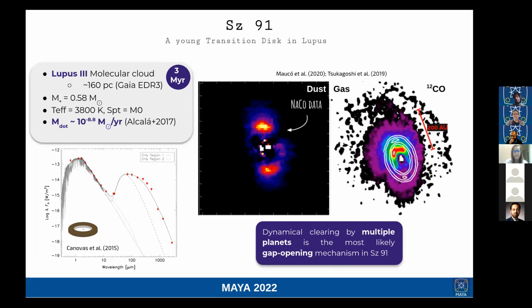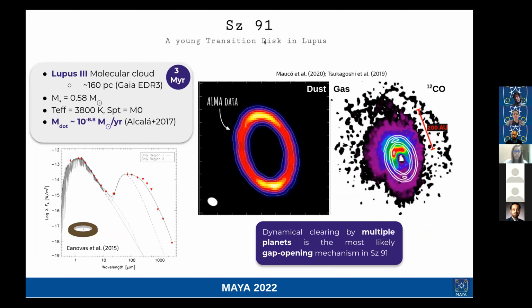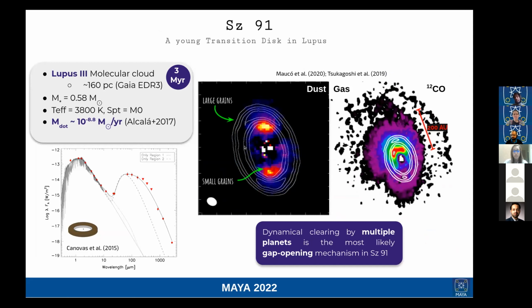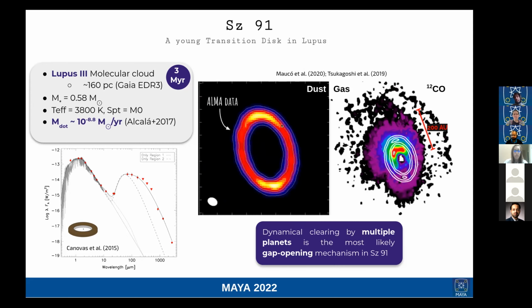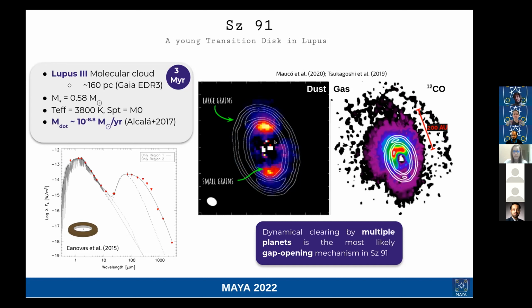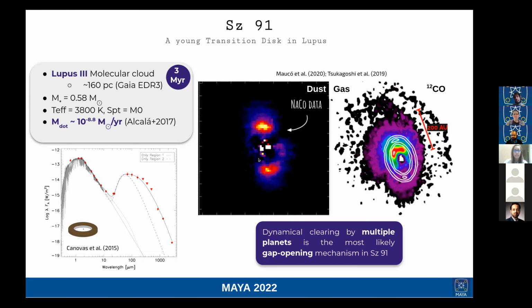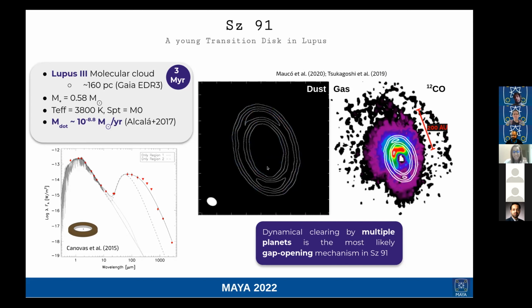So in that sense, STRARS 91, the source that we are going to be talking about here, is a very interesting source because it's what we call a transitional disk, which is a disk with a large cavity. In this sense, you can see from the ALMA observations that there is a ring of dust with a millimeter cavity around 86 AU. And from scattered infrared light, you can see that small grains reside inside the millimeter cavity, as you can see here.